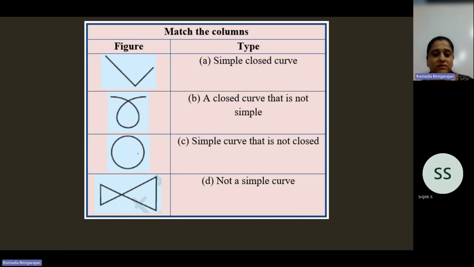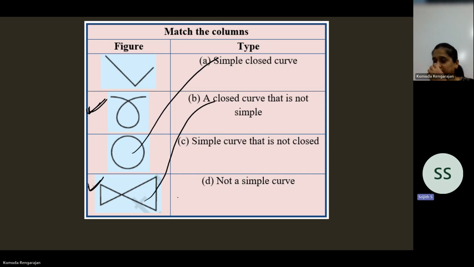You ask me after I tell you the answers. Okay, so I do like this. Then a closed curve that is not simple. That means it should cross over itself, but it should be closed. It should be a closed curve that is not simple. Okay, it should not be simple. So this one is not simple, this one also is not simple, this one is not simple, this one is also not simple. But this one is open. This one only is closed. So, Srijit, you go with this one.